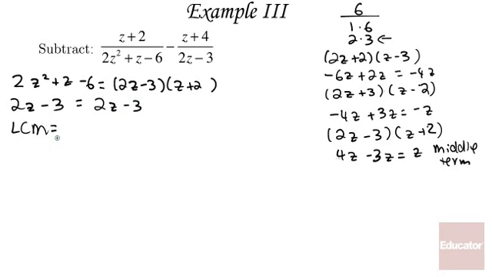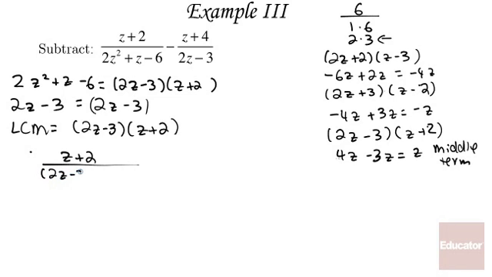Now, my least common multiple here, I have a 2z minus 3 up here and down here. I also have a z plus 2. Notice that my least common multiple is actually the same as the factorization of this one. So this one already has the least common multiple. I'm not going to have to do anything with that one. But just to make it clear, let's go ahead and rewrite both of these with the denominators in their factored forms.